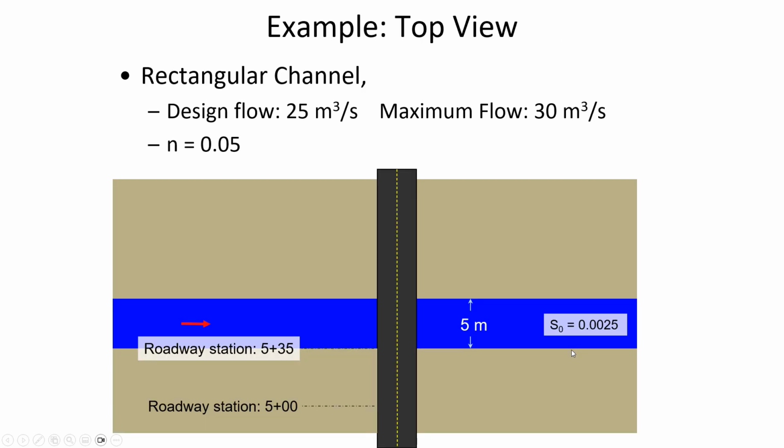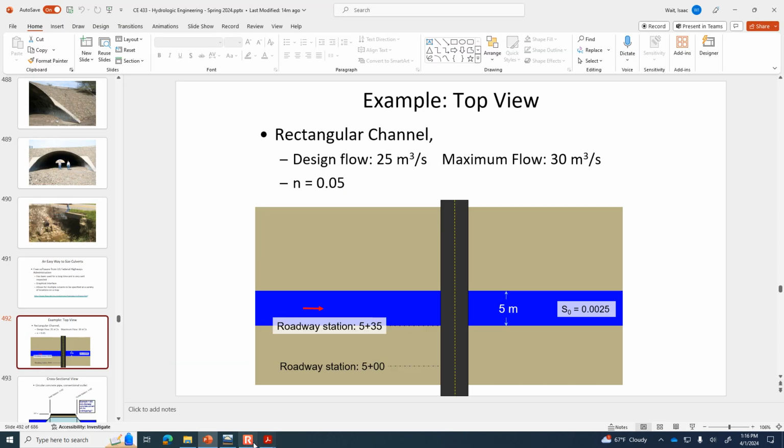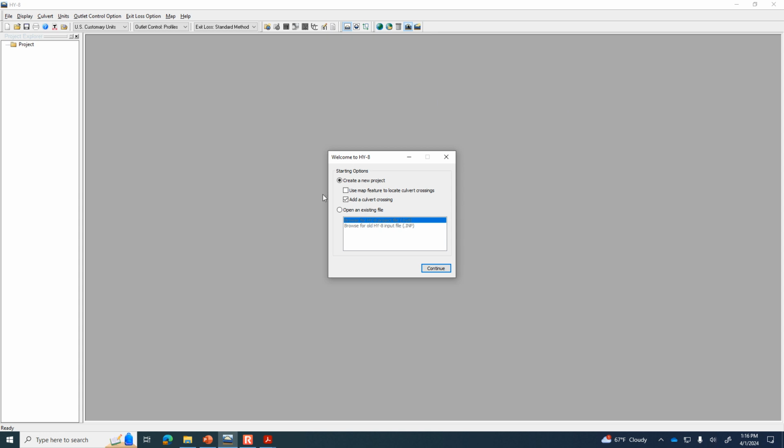So here's what we're going to do. Together we're going to go through breaking down a culvert problem, and screen by screen we're going to be entering in the details together. If you've got your computer, I'd suggest that you start up HY8. When you do, it'll prompt you to either open an existing project or to start a new project. So start a new project and then make sure it says add a culvert crossing. Otherwise we'll have to do that manually.